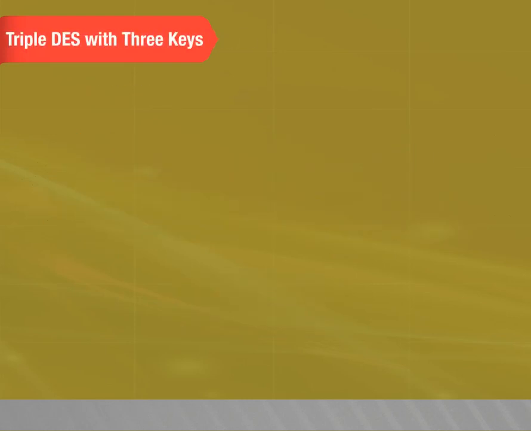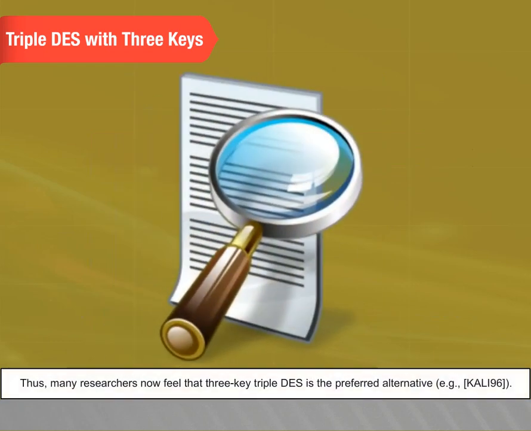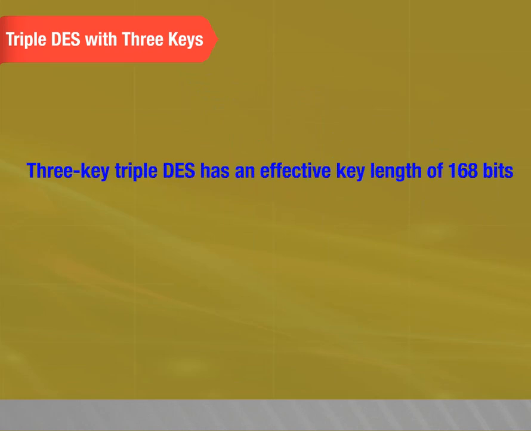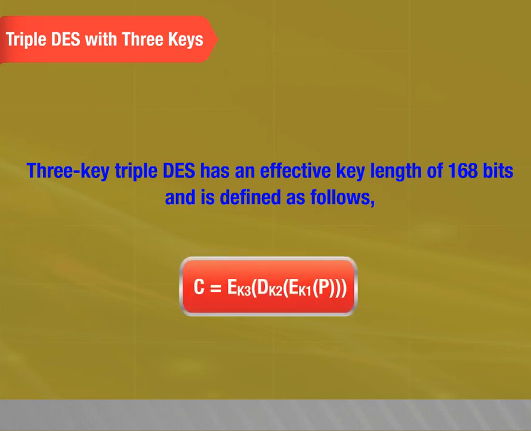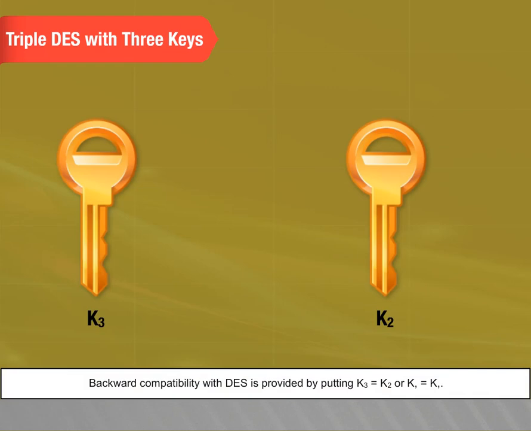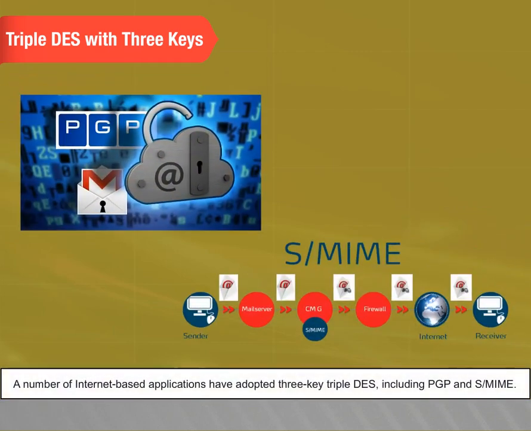Triple DES with 3 keys. Thus, the use of double DES results in a mapping that is not equivalent to a single DES encryption. Thus, many researchers now feel that 3-key Triple DES is the preferred alternative, for example, [Kali 96]. 3-key Triple DES has an effective key length of 168 bits and is defined as follows. C = E(K3, D(K2, E(K1, P))). Backward compatibility with DES is provided by putting K3 = K2 or K1 = K2. A number of Internet-based applications have adopted 3-key Triple DES, including PGP and S/MIME.